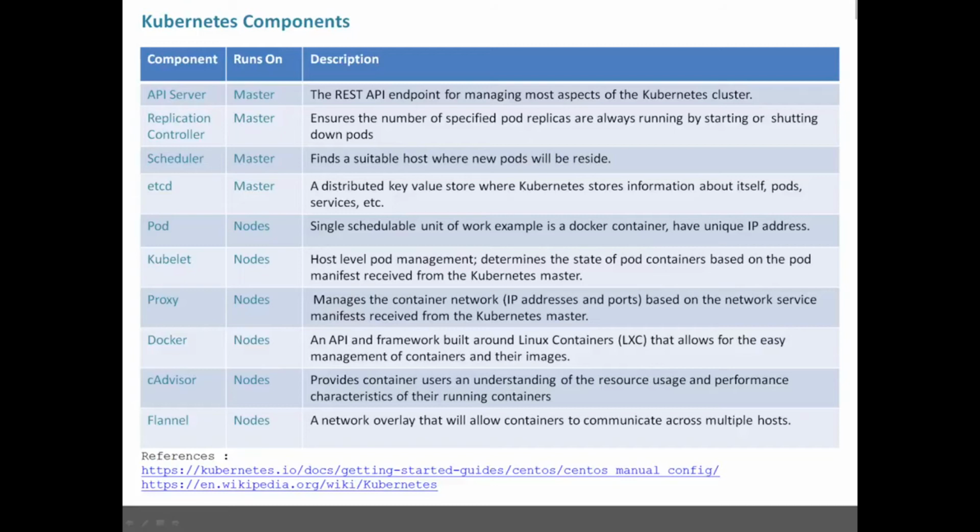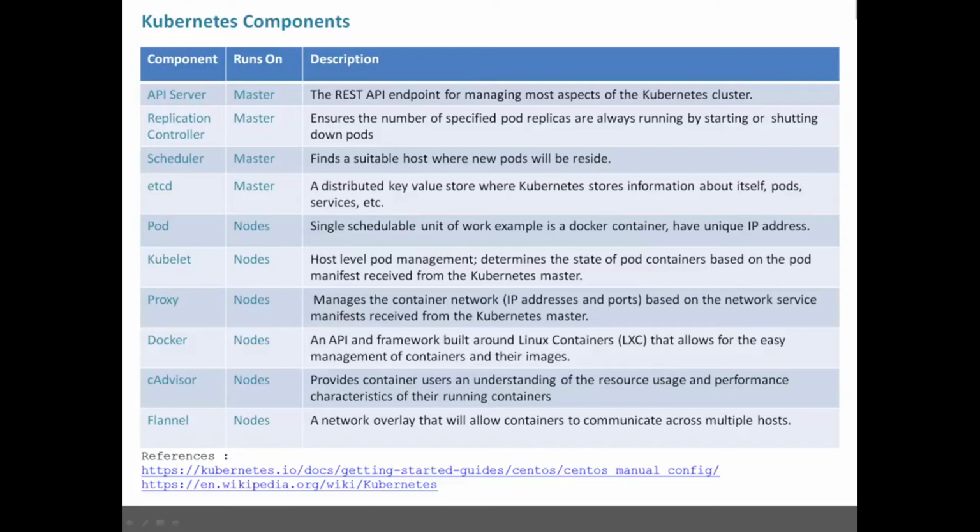Replication controller, again, that runs on the master node. It ensures the number of specified pod replicas are always running by starting or shutting down pods. What does that mean? Let's say you have requested a minimum number of 3 pod replicas in the replication controller, then the replication controller service is going to make sure there are always 3 running replicas. Let's say one of the physical nodes dies where one of the replicas was running. Then the Kubernetes replication controller service will make sure it triggers the build of the third replica on healthy nodes.